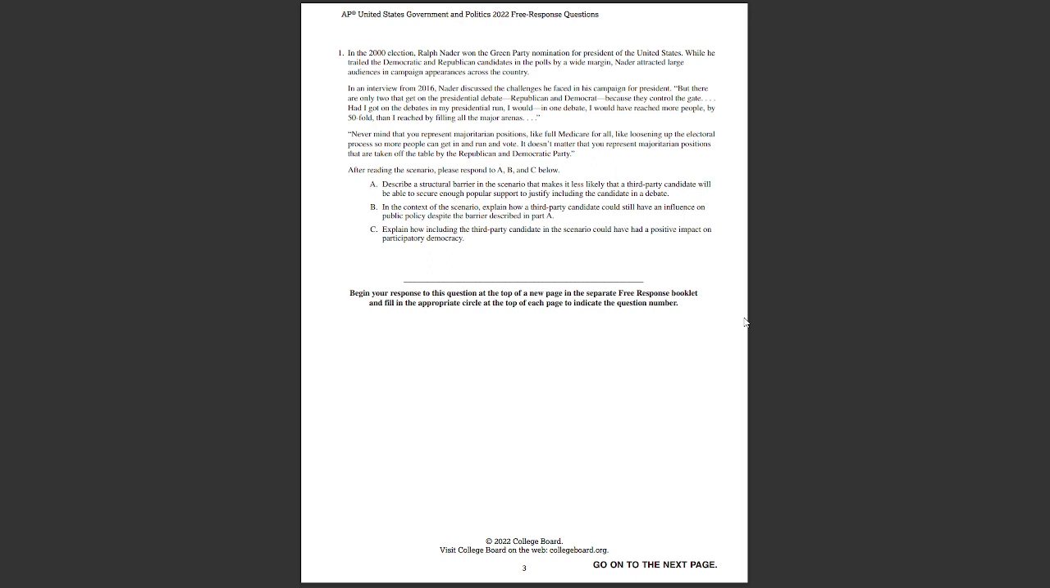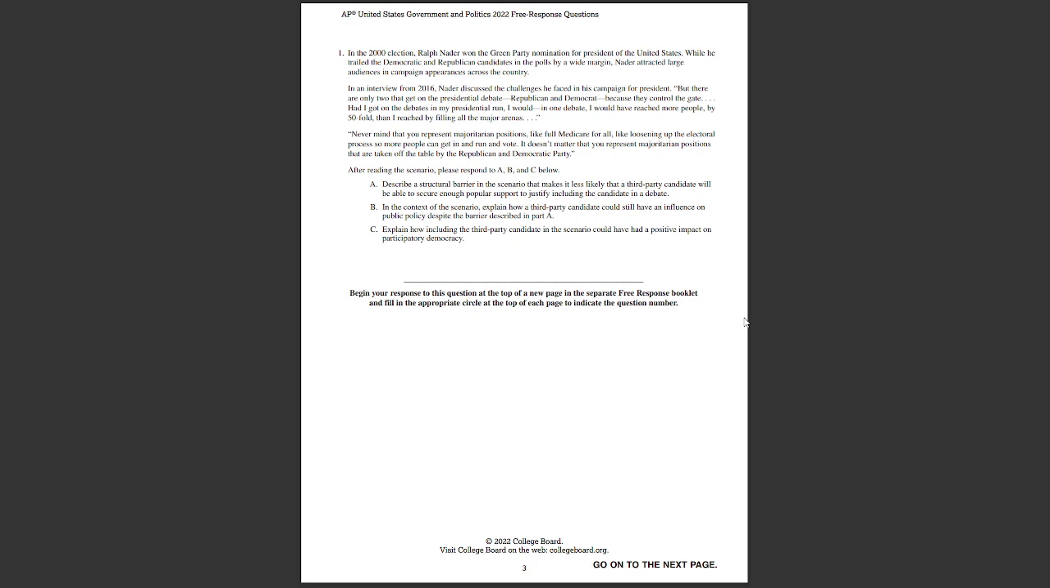B: in the context of the scenario, explain how a third-party candidate could still have an influence on public policy despite the barrier described in Part A. As candidates try to adopt popular positions and bring more people into their parties, major parties may adopt positions of popular third parties. Basically, the major parties, Republicans and Democrats, at times adopt some popular ideas which aren't held by either of the parties to bring in more supporters. And if there's a very popular third party with some idea, one of those two parties might take it in to try to capture that third party's share of voters.